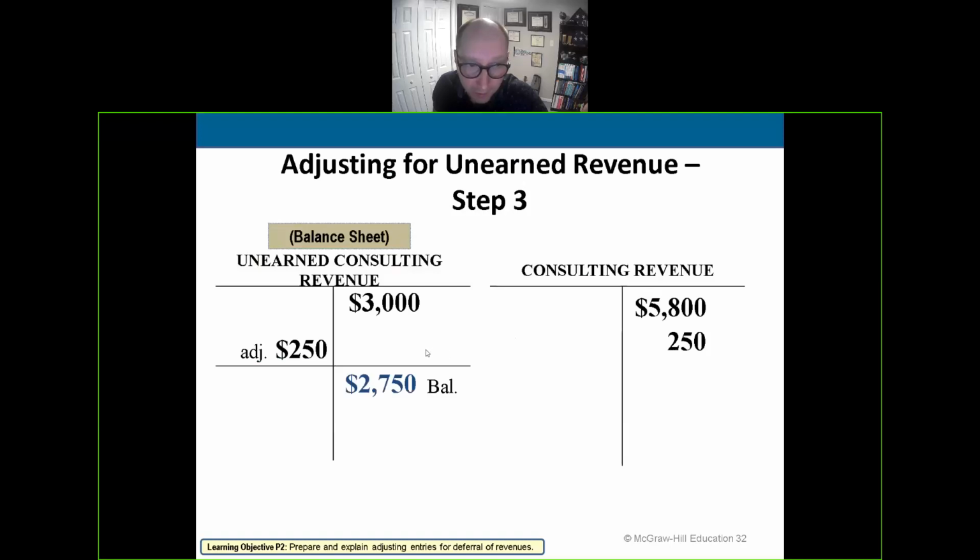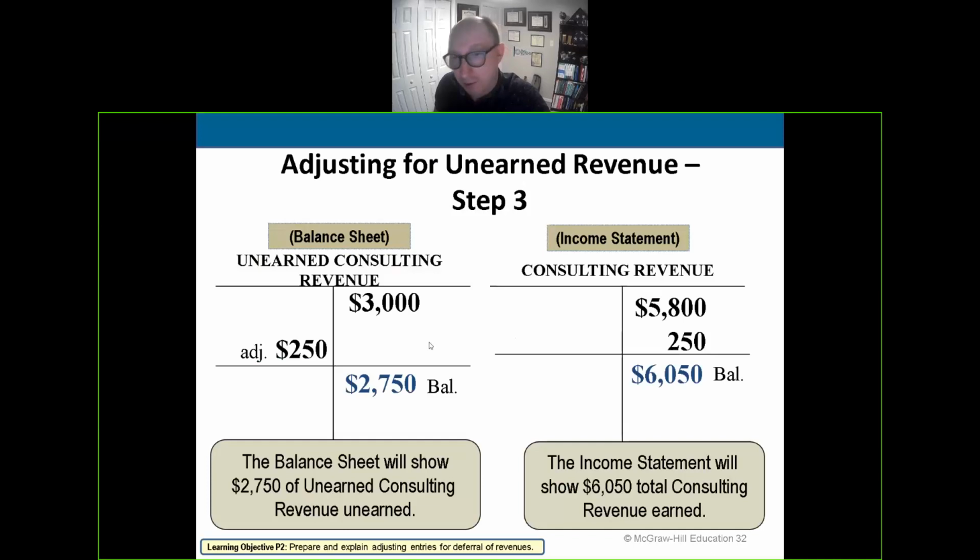And this is the effect on the balance sheet. The $250 represents the revenue being earned as time is passing. So it becomes earned revenue when we perform the good or the service. And again, this is for 2 months, and there's a prorated amount involved here. So that's why we see the difference in the balances.